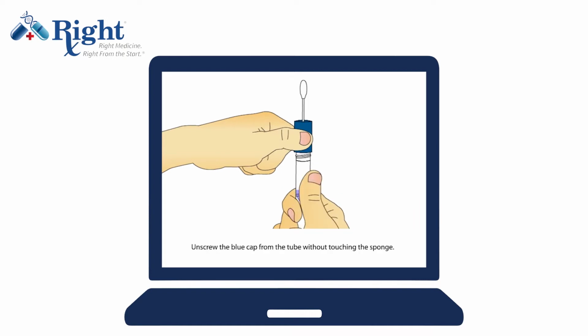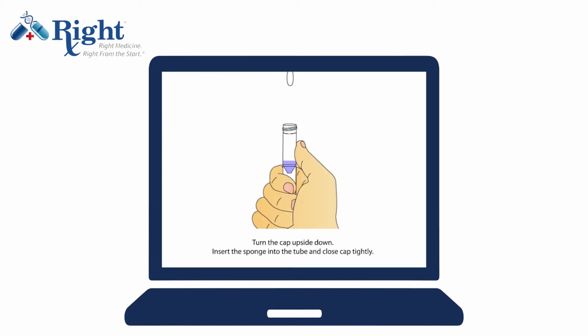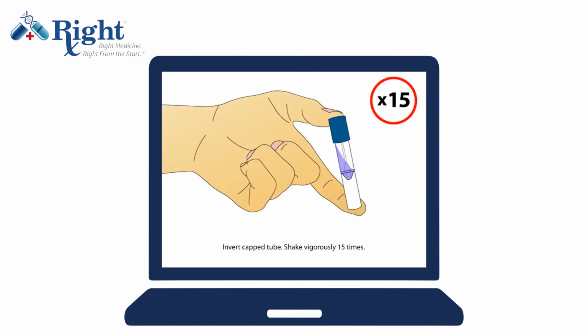Unscrew the blue cap from the tube without touching the sponge. Turn the cap upside down. Insert the sponge into the tube and close cap tightly. Invert the cap tube and shake vigorously 15 times.